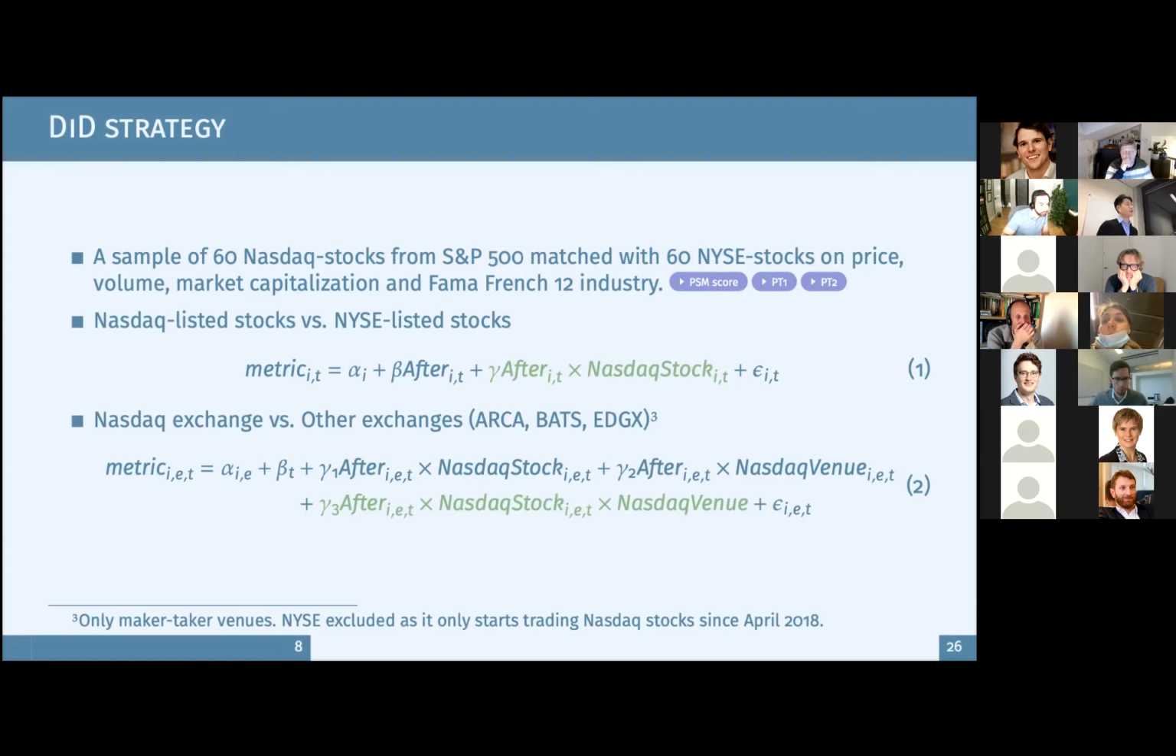And the second, the triple difference, is, as I explained, that I expect the speed upgrade on the elastic SIP to be more impactful on the trading of elastic stocks on the elastic venues. So here, what we care about is whether the gamma 3, the coefficient in front of the triple interaction term, will be significant or not.